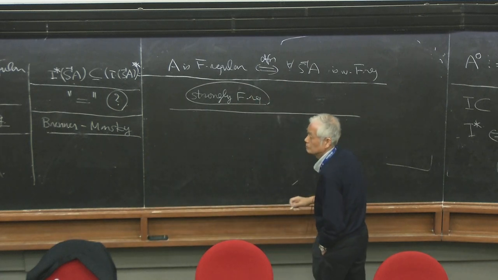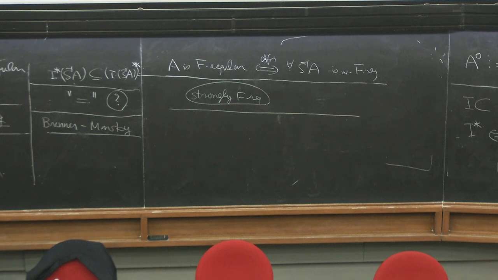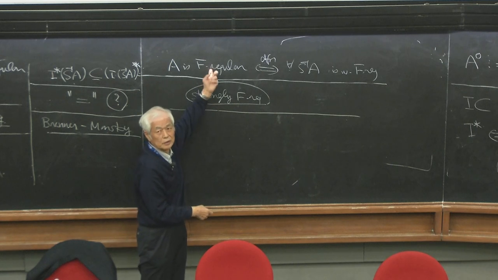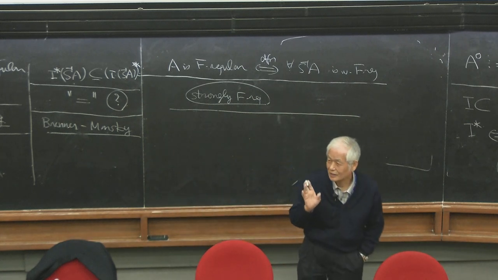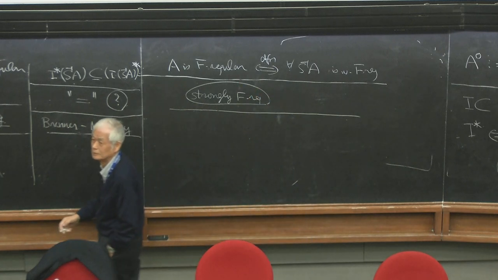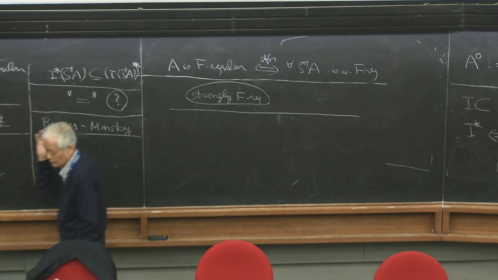And so in many good rings, for example, finitely generated over a field or complete local rings with some good singularities, it is known that strongly F regular and weakly F regular are the same thing. So I think we don't need to mind too much about it.